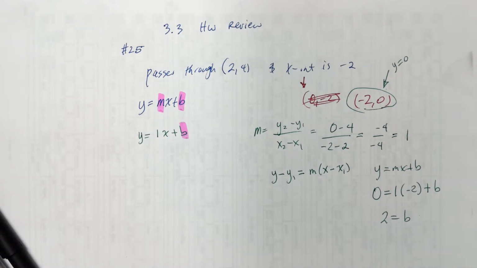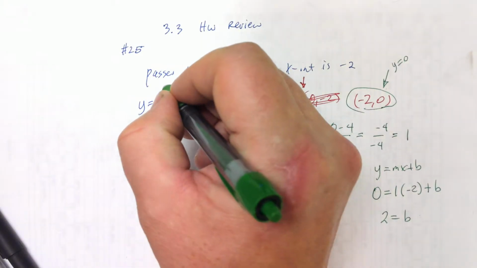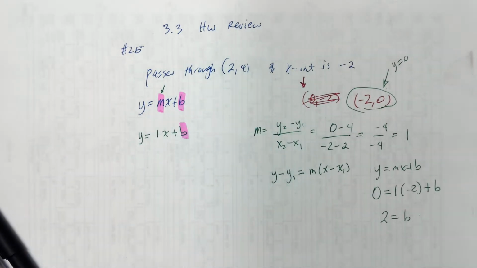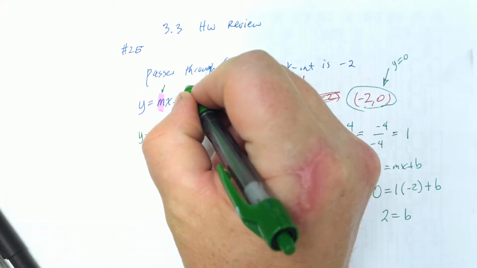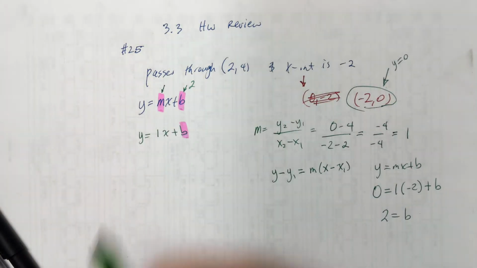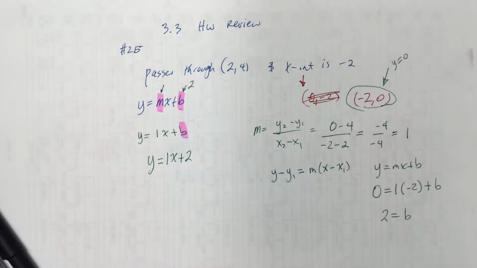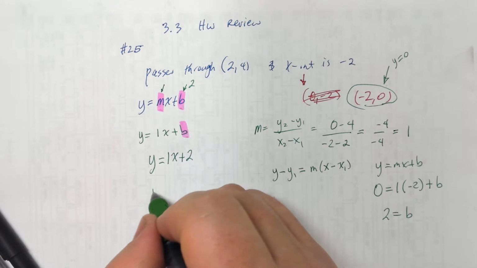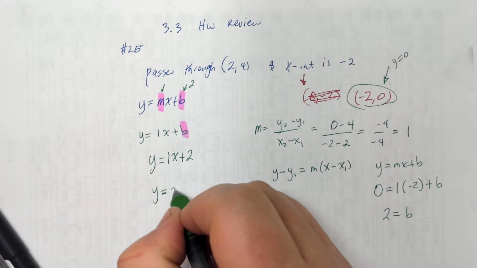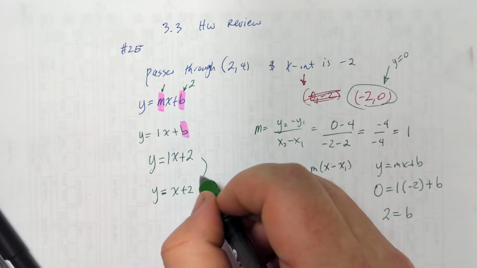So 2 equals b. Is that right, Alex? Yeah. So then my answer, we found that the slope was 1, and now we found that the y-intercept was 2. So my answer is y equals 1x plus 2. But normally you won't write the 1. Usually you write this. Either one is fine. They're the same.